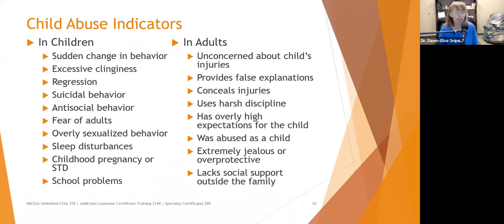If the adult tries to conceal injuries, and so the child comes in and it's the middle of July and the child is wearing long sleeves and long pants and maybe a scarf or something, those are things to be aware of. If the adult uses harsh discipline and or has overly high expectations for the child, then there may be some indication of abuse. Now remember, abuse can be physical, emotional, or sexual. If the adult was abused as a child, acts extremely jealous or overprotective of the child, or lacks social support outside of the family, these are other indicators or risk factors for abuse.